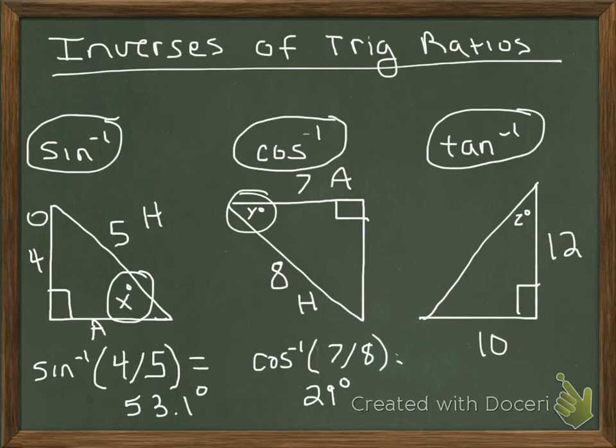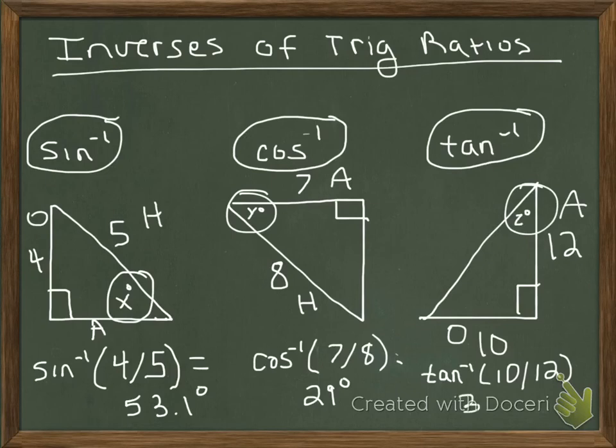And then finally, we've got tangent. For tangent, we're going to do second tangent to bring up the inverse, so tangent -1, and then we're going to do the opposite over the adjacent for our reference angle, so 10 divided by 12. When you do that, you get 39.81, so 39.8 degrees. That's it. That's all there is for the inverses.